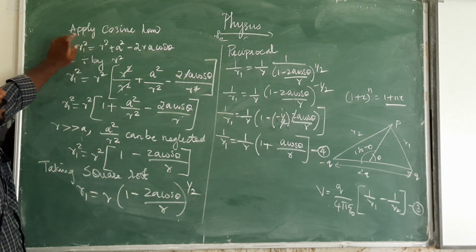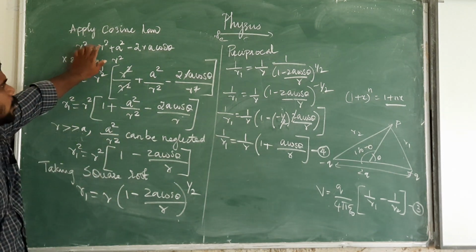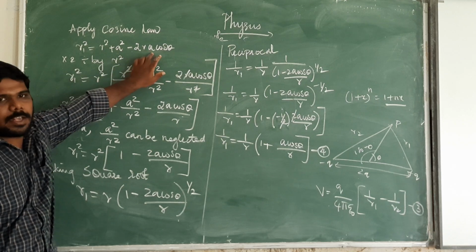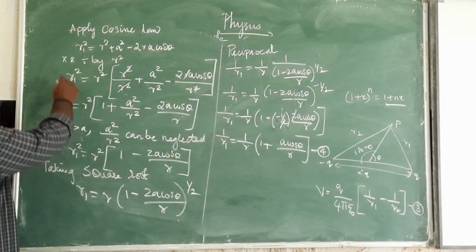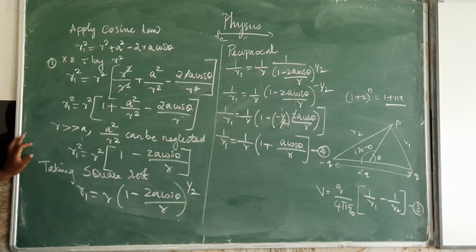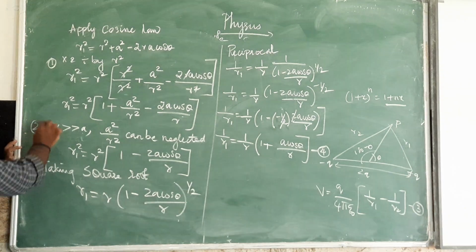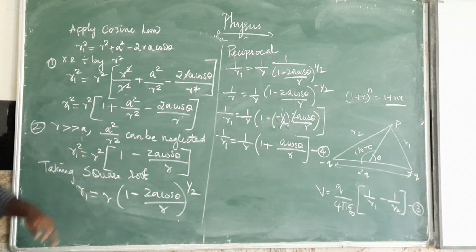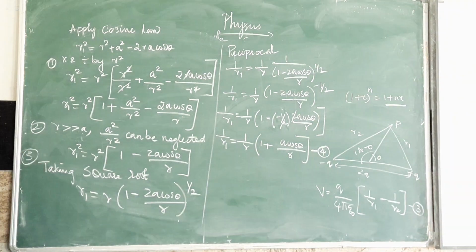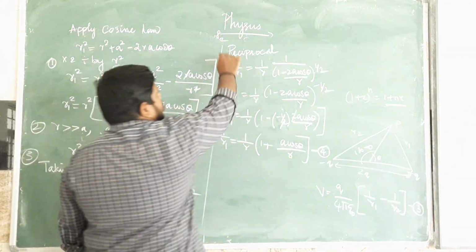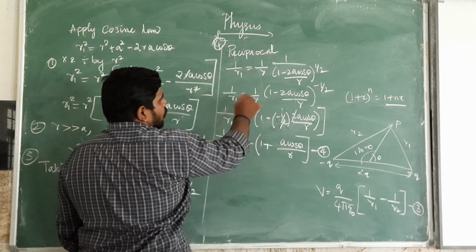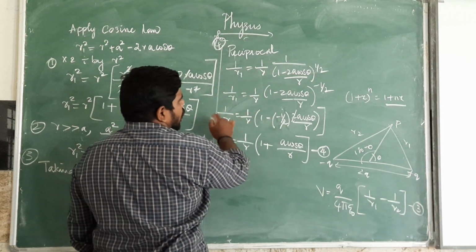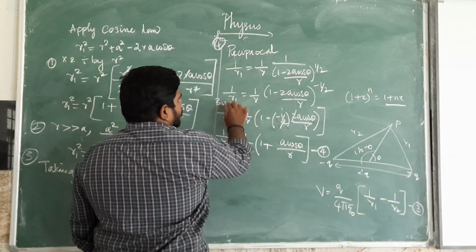Apply the cosine law. The first one is done: R1 square is equal to R square plus a square minus 2Ra cos theta. There are 5 steps, and one is done. Multiply and divide by R square. Second one is done. If R is greater than a, then a square by R square can be neglected. Third step, we take the square root. Fourth step, we take the reciprocal. Fifth step, we use the binomial theorem.